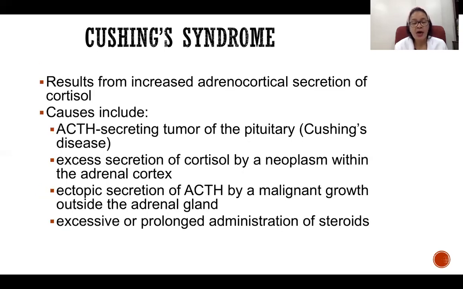Okay, so let's now proceed to another one, which is Cushing syndrome. This may be a result of increased adrenocortical secretion of cortisol. These are the following causes. It could be an ACTH-secreting tumor of the pituitary, which we call Cushing's disease; excess secretion of cortisol by a neoplasm found in the adrenal cortex; ectopic secretion of ACTH by a malignant growth outside the adrenal gland; and excessive or prolonged administration of steroids. This is what you call the iatrogenic cause of Cushing syndrome.